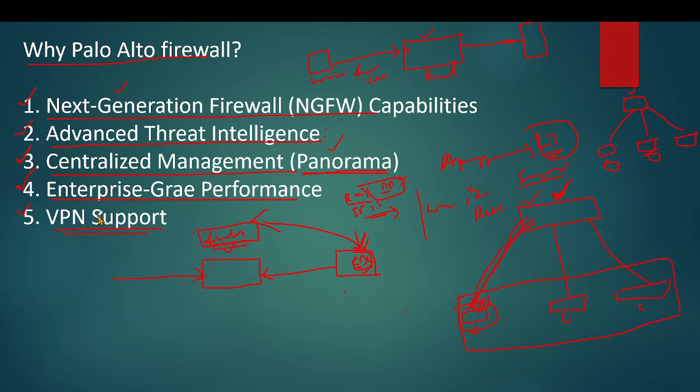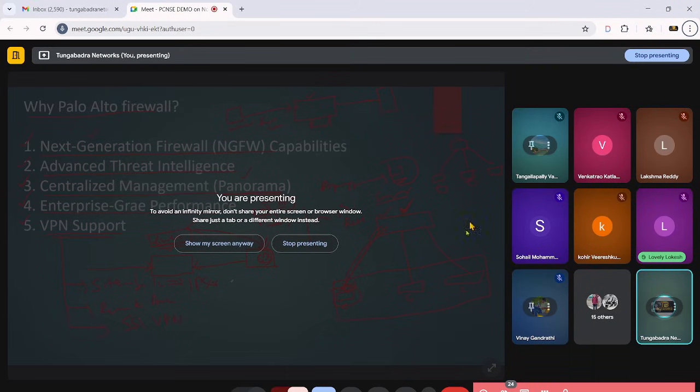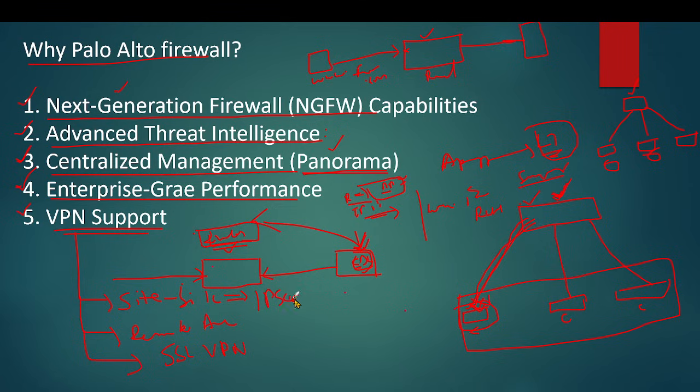So next we'll be having VPN support on the firewall. Palo Alto firewall is going to support multiple VPNs. Okay, one is site-to-site VPN. Second one is remote access VPN. Okay, and the third one is SSL VPN. We'll also be having SSL VPNs. So mostly we can use site-to-site VPNs between branch offices, that is using IPsec. So I think most of you are aware of IPsec, right?